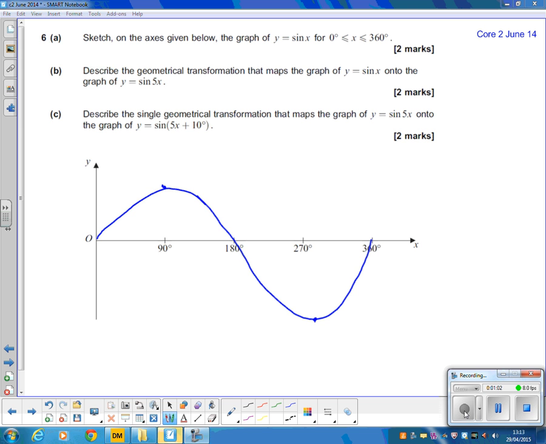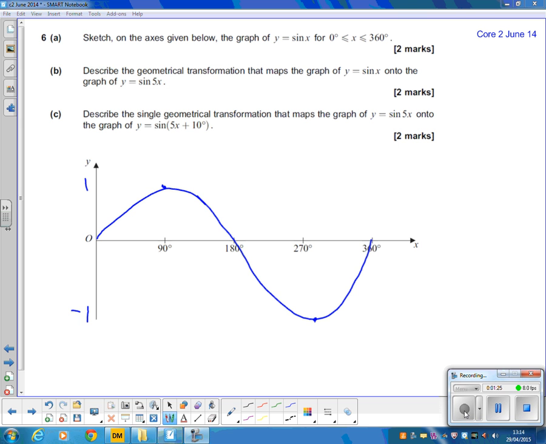minimum point at 270. The other important thing is to mark key features, and what they haven't done is labelled the y-axis, and that's very important with the sine x and with the cos x graph, because it has a maximum value of 1 and a minimum value of -1. You need to mark those on the axes.